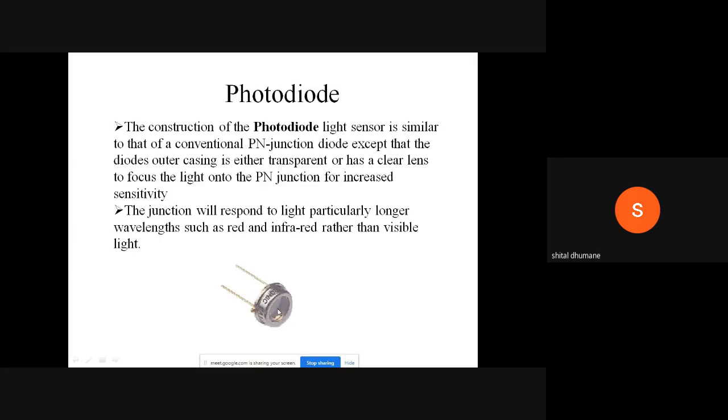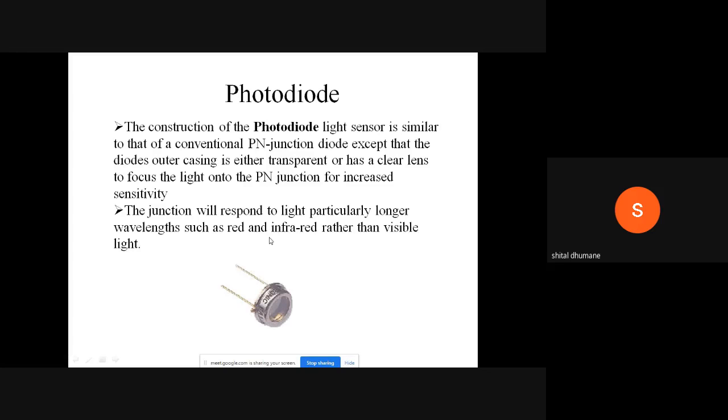So you see that this is the construction of your photodiode. You may have seen these photodiodes. It is similar to a PN junction, only its mechanical construction is different. Its outer casing is either transparent or has a clear lens. Here you can see the lens, as in that picture, to focus the light on the PN junction to increase sensitivity.